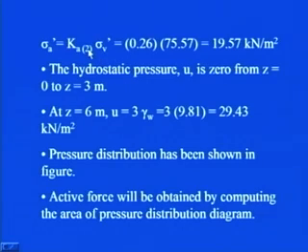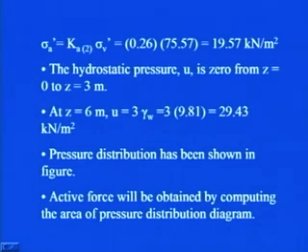And since here there is no change in the soil strata, we simply multiply by Ka2, that is the coefficient of lateral earth pressure for the bottom soil layer, to obtain the active pressure at z is equal to 6, and the value is 0.26. So 0.26 into 75.57 will result in 19.65 kilonewton per meter square. Now this was all due to the presence of backfill soil.